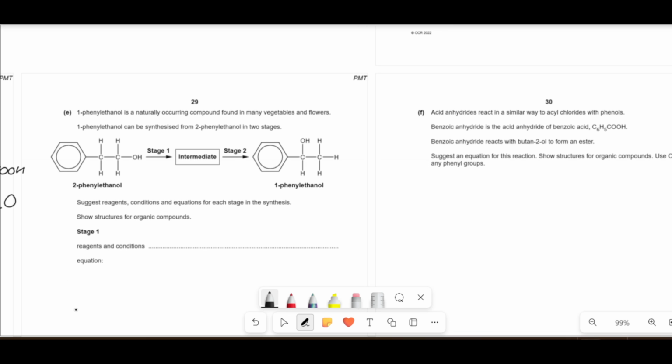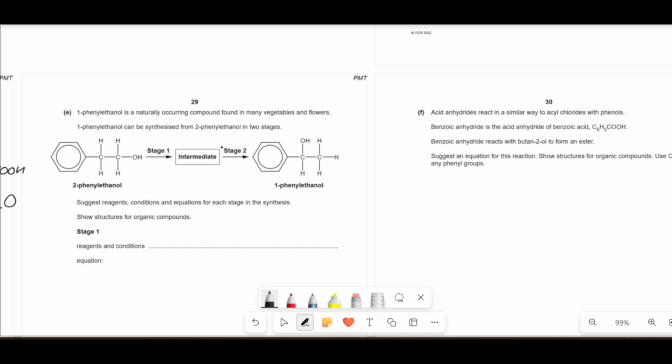Now it says, 1-phenyl ethanol is a naturally occurring compound in many vegetables and flowers. It can be synthesized to form 2-phenyl ethanol in 2 stages. So we got 1-phenyl ethanol chilling here. And then all of a sudden you get some weird intermediate, and then you do it again, and now for some reason you got an OH here rather than there. So it says suggests reagents, conditions, and equations for each stage of synthesis, and show structures for the organic compounds.